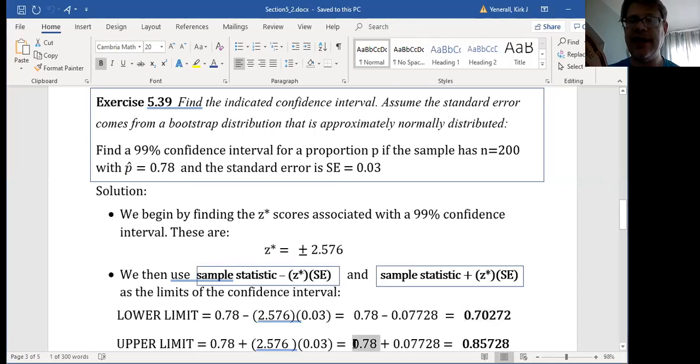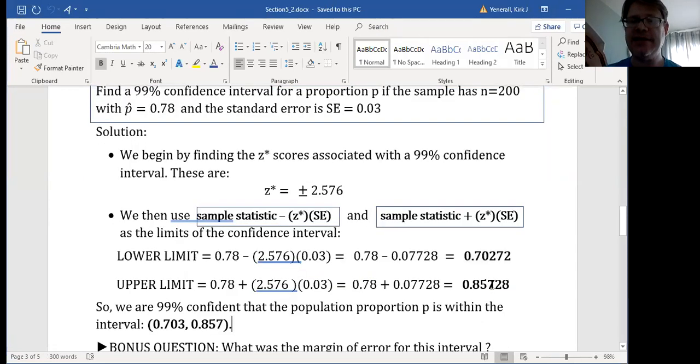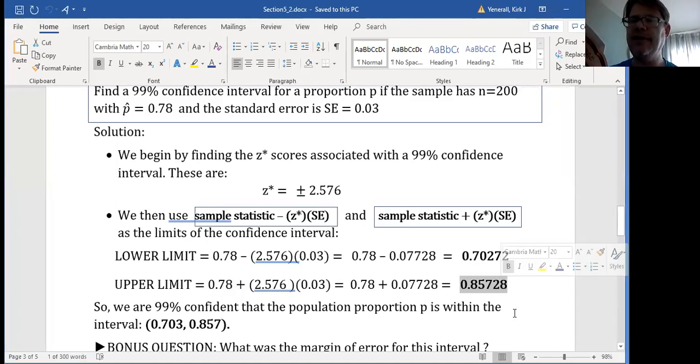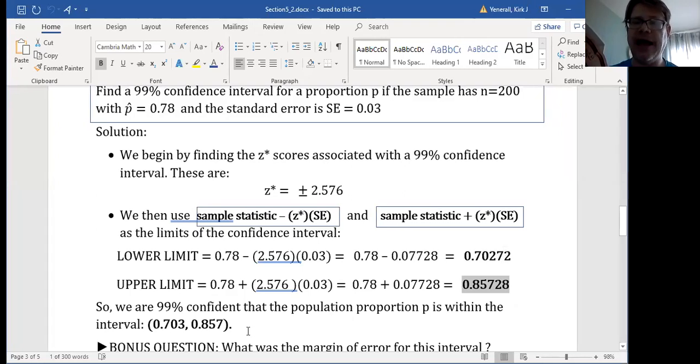So taking 78% and adding 0.07728 to it, I'll find my upper limit, which here is discovered to be a little bit more than 85%, about 85.7%. And there I have it. I have the limits of my confidence interval. How would we interpret this? We would say in the end that we are 99% confident that the population proportion is within the interval of 0.703 to 0.857. We're 99% confident that the unknown population proportion is somewhere between those two extremes.